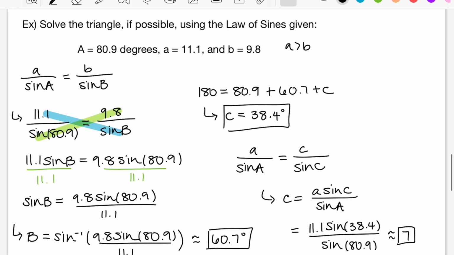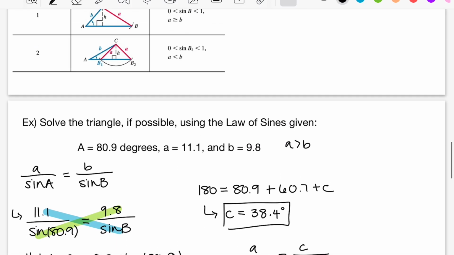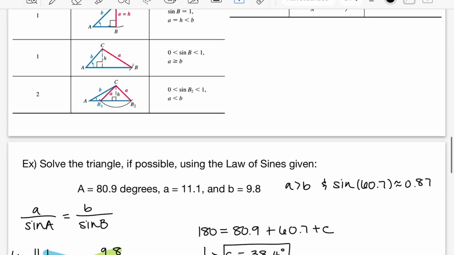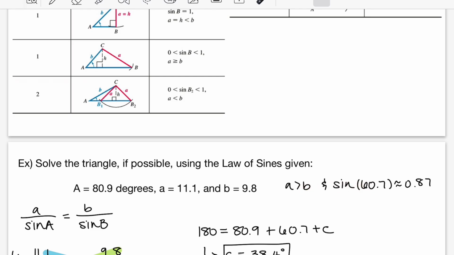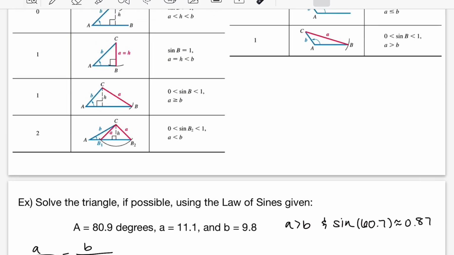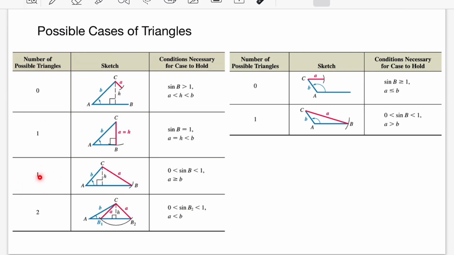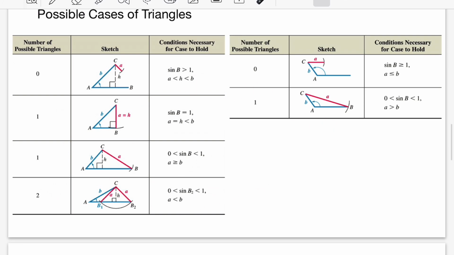And we also found that sine of B, if we were to plug this into our calculator, is going to be approximately equal to 0.87. So with these two pieces of information here, we can see that we fall under this case here. A is going to be greater than B, and then sine of B is going to be in between 0 and 1. In this case, this tells us that there's only one possible triangle. So when you're doing the homework, just keep this in mind if you're asked to find other solutions or if there are other solutions.